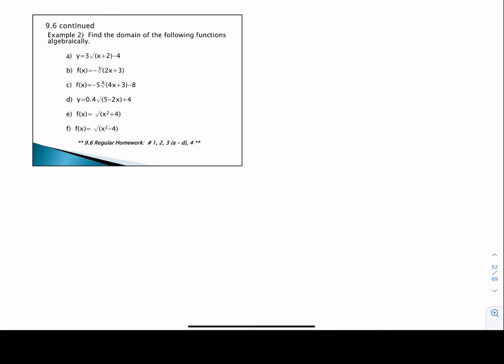Our last example is actually a challenge problem. This is one that's kind of tricky here. We've got f of x is equal to the square root of x squared minus 4. And once again, we have to say x squared minus 4 must be greater than or equal to 0, because this is an even index root.